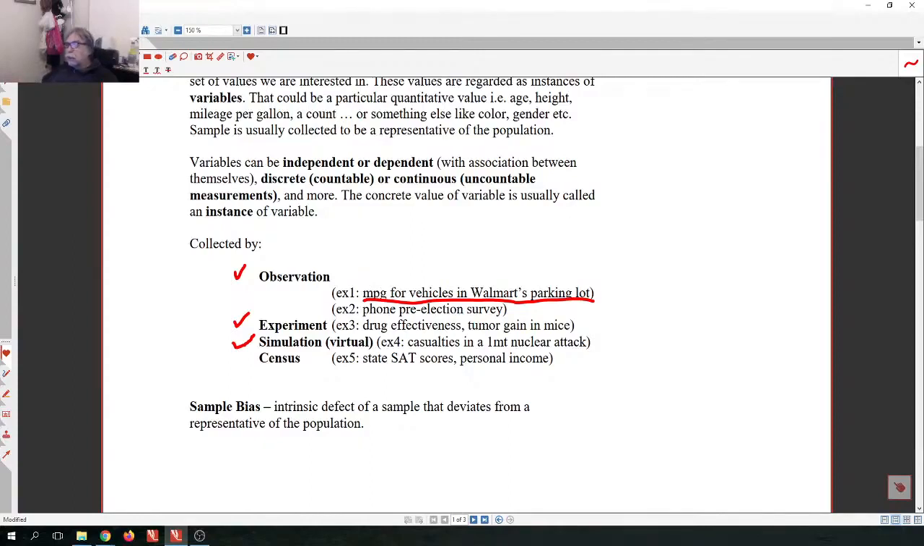That would have to take into account many different things that would happen in a realistic situation, as in climate, topography, the density of the population, and so on. So the main difference here is that the data collected by simulation is virtual, it's not real.